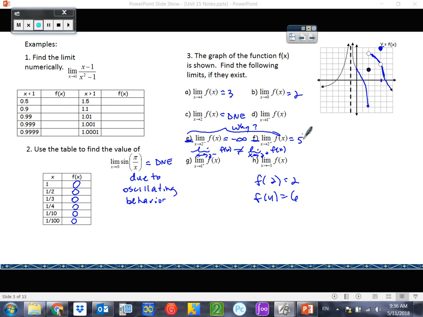So let's go back. We skipped over poor little d. We're going to 1 from the left. That's just a 0. We're comfortable with that, and that there's nothing weird going on there. 1 from the right is 0. And now negative 1. Ooh, look what's happening at negative 1. From the right, I'm headed to infinity. From the left, I'm headed to infinity. So this is infinity. Okay, how's that? We okay? Okay.